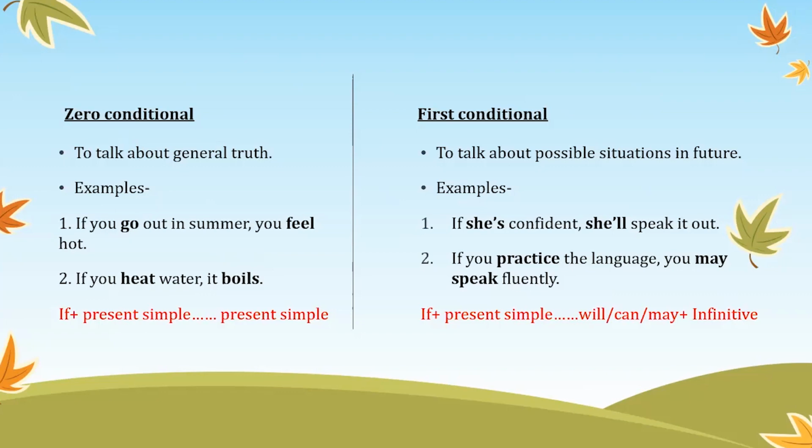So the if clause has the present simple, and the main clause comes along with will and the infinitive form of the verb. And you can replace will with can, may. If you look at the structure, you can understand them. You can use will, can, and may along with the infinitive pattern of the particular verb. The second example is, if you practice the language, you may speak fluently. So practice, simple present with if clause. May speak, the main clause.